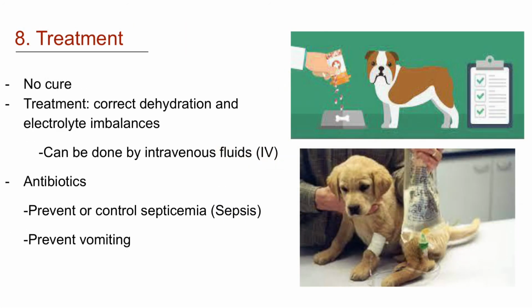We will lastly talk about the treatment for parvovirus. As sad as it is, there is no cure for this virus, but dogs can undergo some treatment. They can correct dehydration and electrolyte imbalances by intravenous fluids, IVs. They are also given antibiotics to prevent or control septicemia, which is sepsis. And they can be given antibiotics to prevent vomiting.